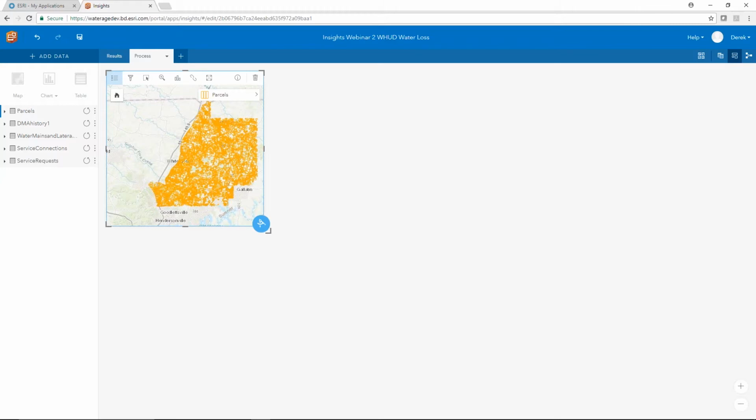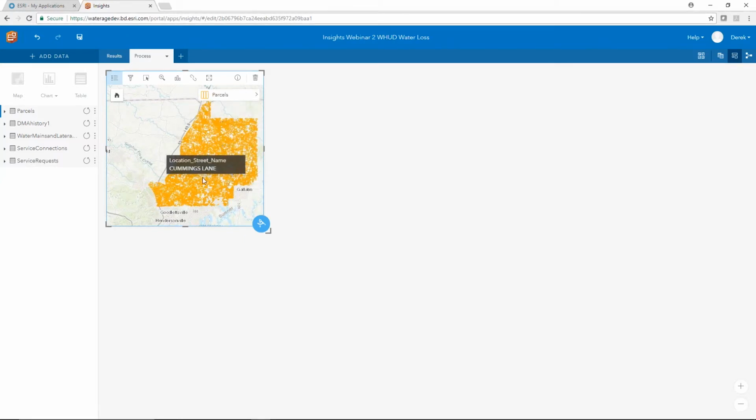Moving on to White House Utility District. They're a mid-sized district just north of Tennessee, and they really like to focus on water loss. They had noticed that in a couple of their relatively newer developments, they were seeing what they thought was high water loss. So they wanted to explore the relationship between the age of the development and the number of service requests for leaks at those individual developments.